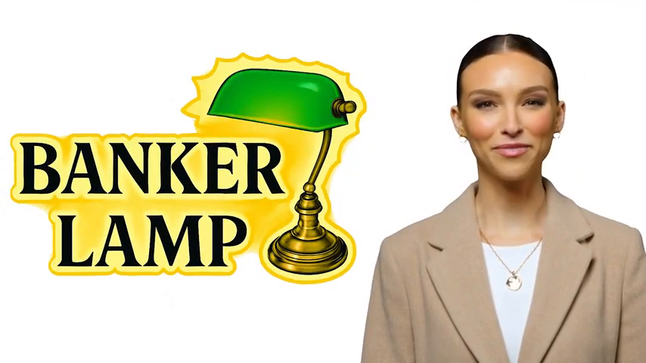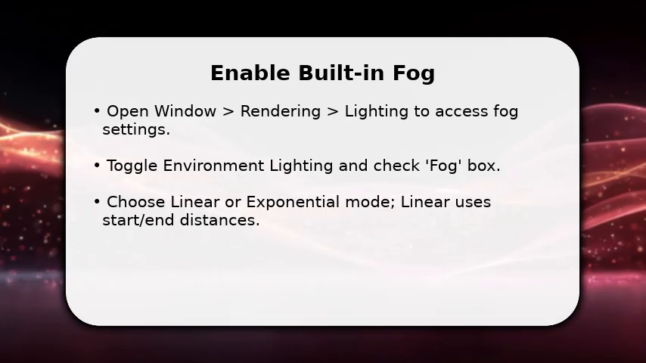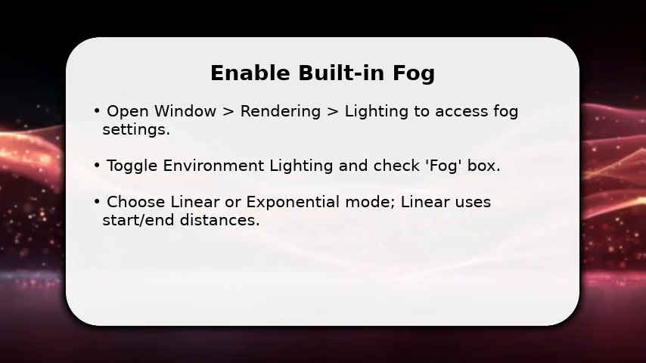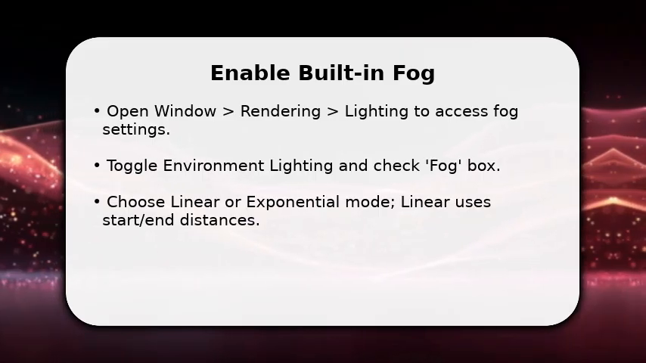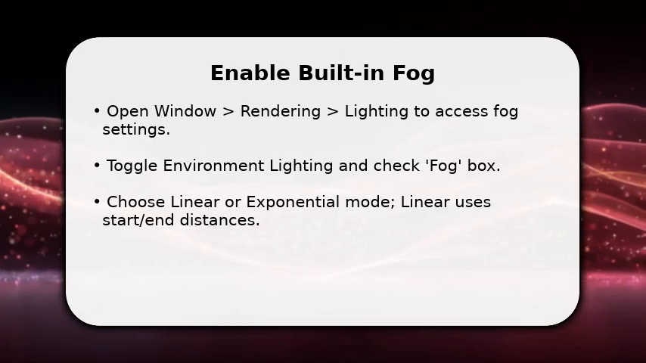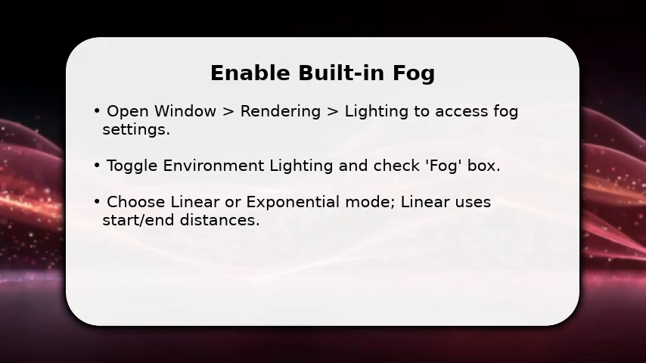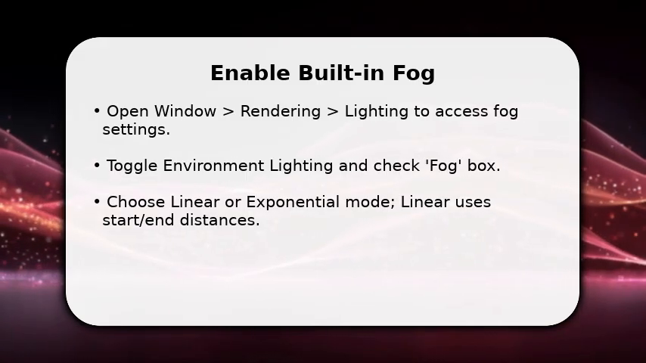Please enjoy the video. You start by opening the lighting panel so you can control scene atmosphere directly. Enable fog immediately and pick a mode. Linear gives you start/end control, exponential gives density-based falloff. Set a conservative color that matches your skybox. Darker fog hides distant detail, lighter fog reads as haze.